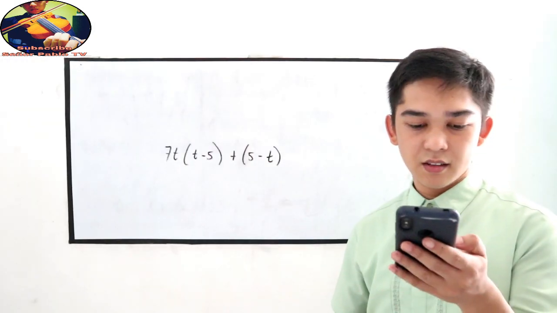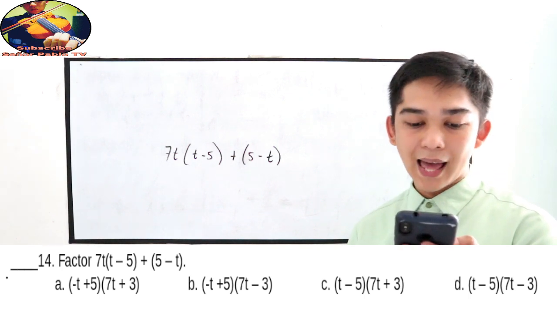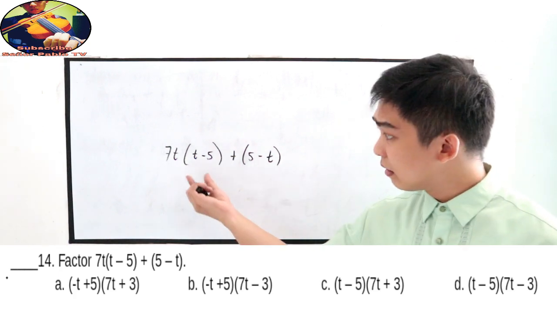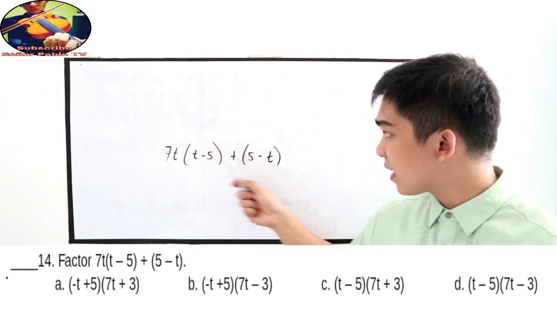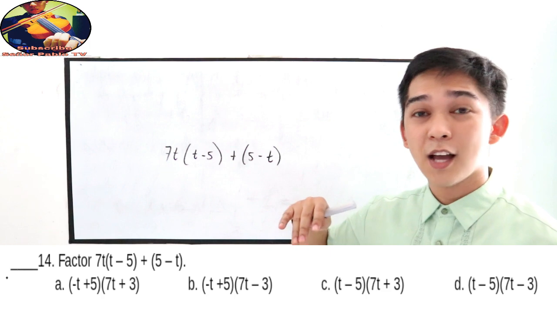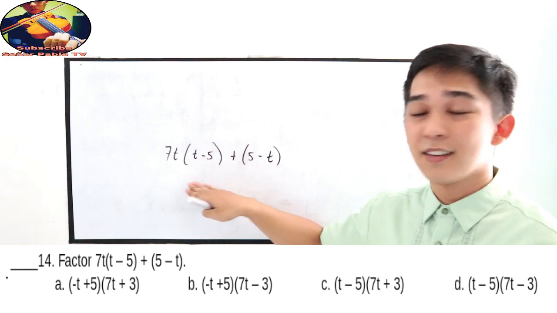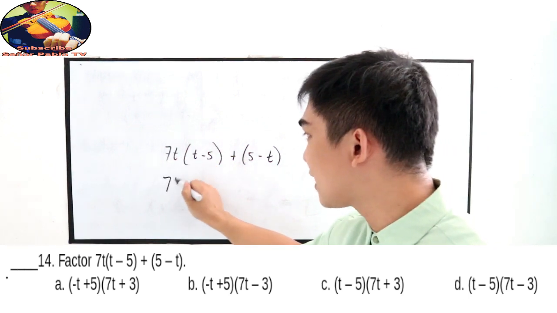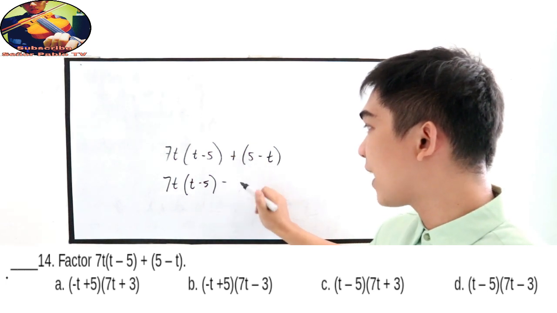Next, number 14. Factor 7(t minus 5) plus (5 minus t). So, factoring by grouping, the common factor natin ay hindi parehas. Pero pansinin natin, parehas sila ng nasa loob ng parentheses. Sign lang ang nagkamali, yung binigay na given. So, gawin natin, dapat magkaparehas sila. So, 7, then copy natin siya, t minus 5. Ito, palitan natin ito ng negative.